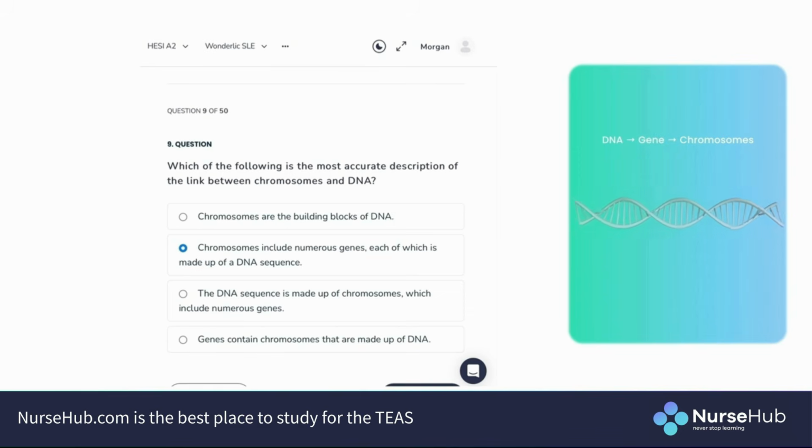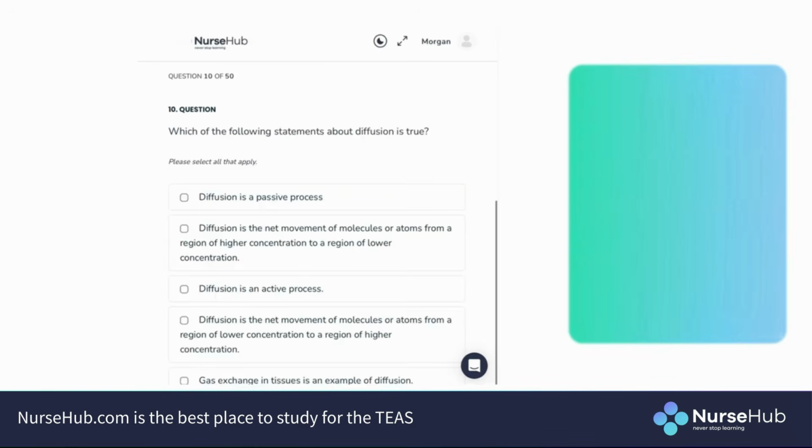Each gene is formed of different sequences of DNA and carries information and characteristics of the organisms. So the correct answer here is chromosomes include numerous genes, each gene is made up of a DNA sequence. This is the correct answer, and we can move on to question number 10.